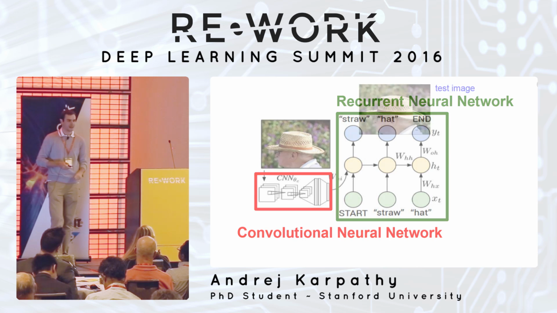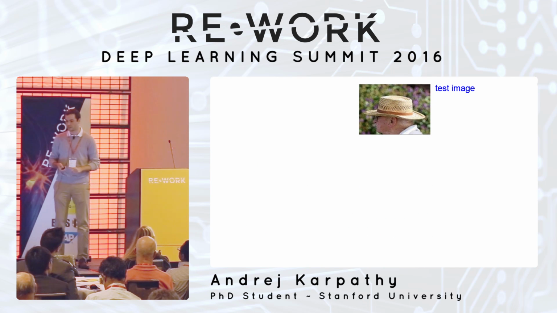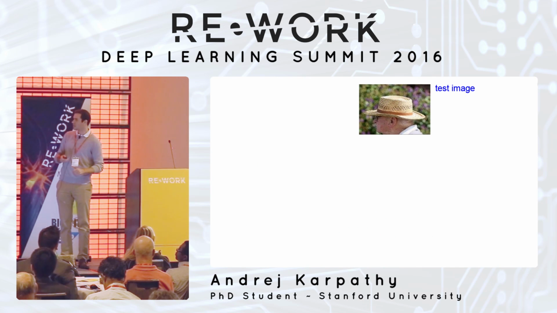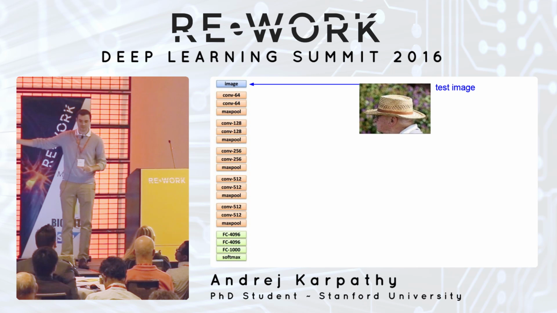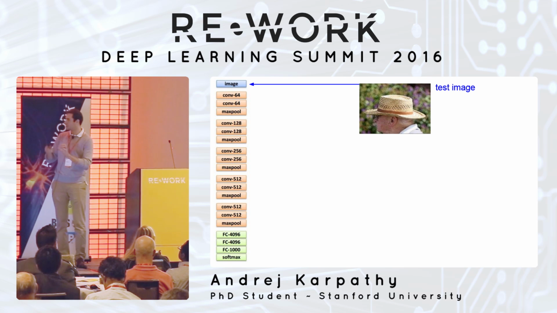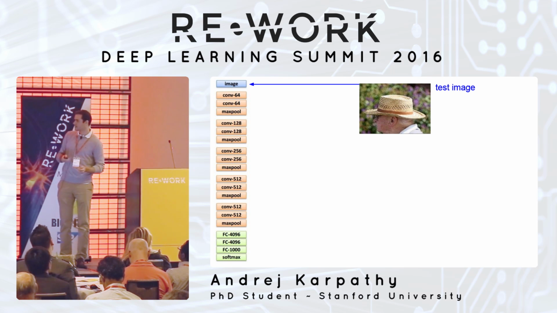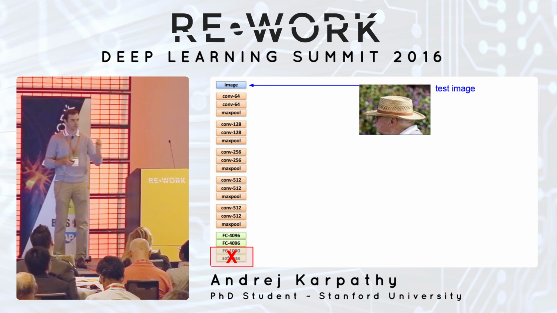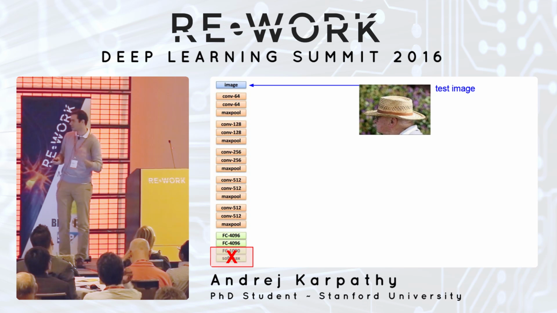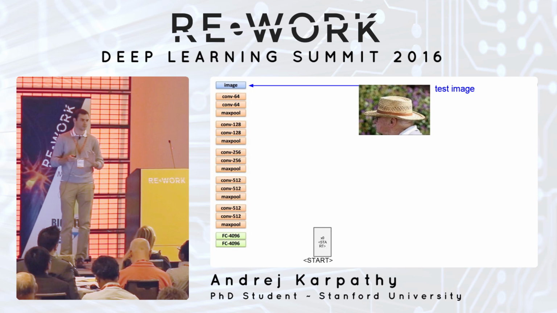Just to give you an idea about how this would work and how we could caption a test image, we take a test image and feed it through a convolutional neural network. Normally, at the end of a convolutional network, you have a classifier that would predict one of 1,000 categories for this image. But in this case, we're going to get rid of that classifier, and instead redirect the representation on the top layer of the convolutional network into the recurrent neural network.